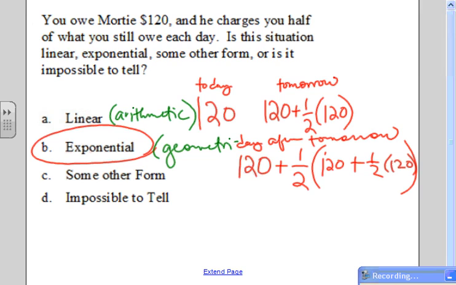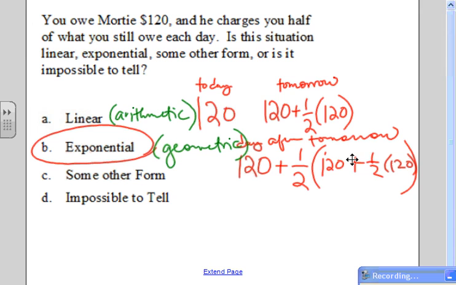The big difference being that with sequences, you don't use the numbers in between 1 and 2, like you wouldn't plug in a 1.5. So with sequences, you only jump in whole numbers, whereas linear and exponential functions take into account the numbers in between. Okay, so that's the big difference.